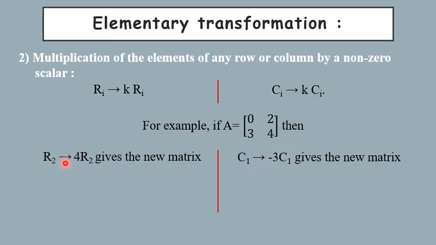Now when we perform this transformation on matrix A, matrix A changes to this one. Here the first row is as it is, 0 2, and now we multiply the second row by 4. That means 3 into 4 is 12 and 4 into 4 is 16. And when we perform the column transformation on this matrix A, that means we multiply all elements placed on the first column by minus 3, then matrix A changes to this one. Here 0 into minus 3 is 0 and 3 into minus 3 is minus 9, and the second column is as it is.